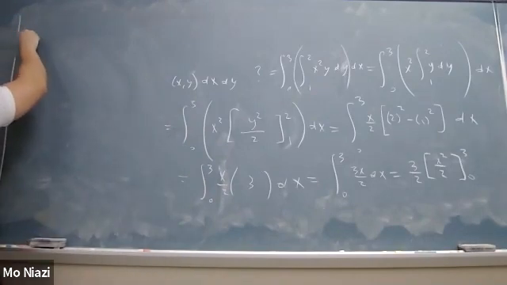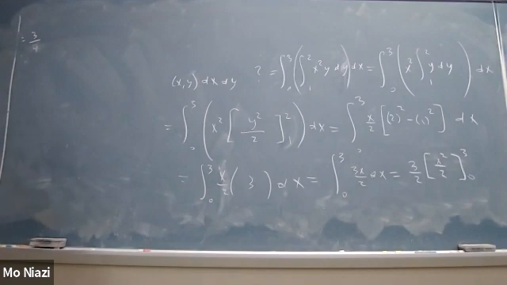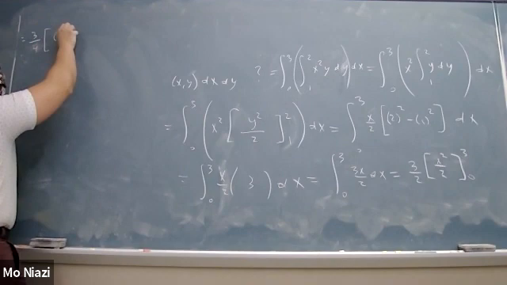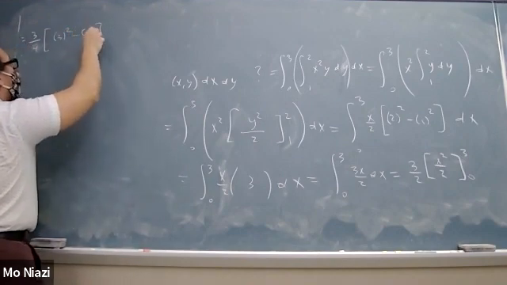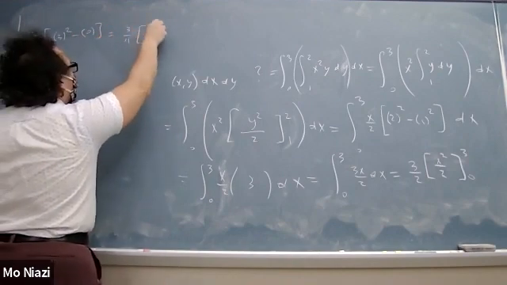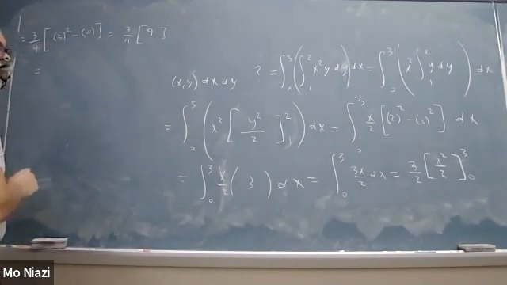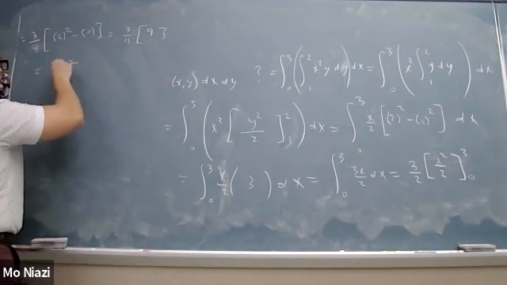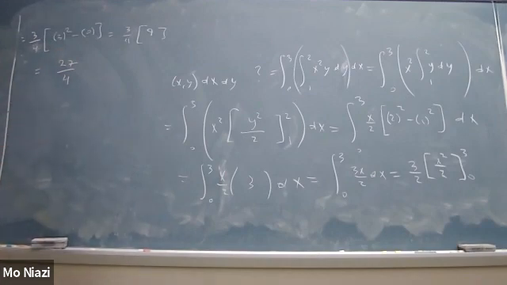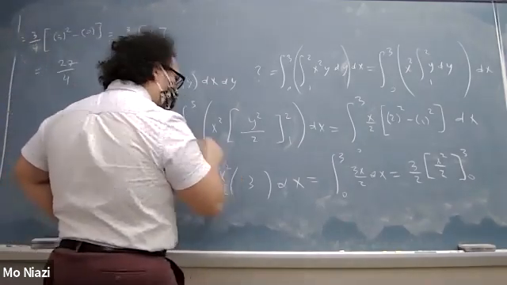So this becomes 3 over 2. I can factor out another 2 to get 3 over 4. And so this becomes 3 squared minus 0 squared. And this becomes 3 over 4 times 9, which becomes 27 over 4. Should the x divided by 2 be x squared divided by 2? Yes. X divided by 2 should be x squared divided by 2. That's what's going on here.